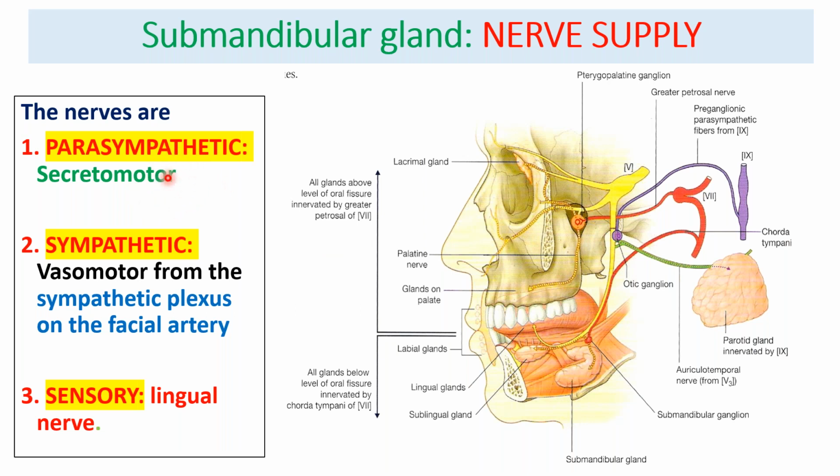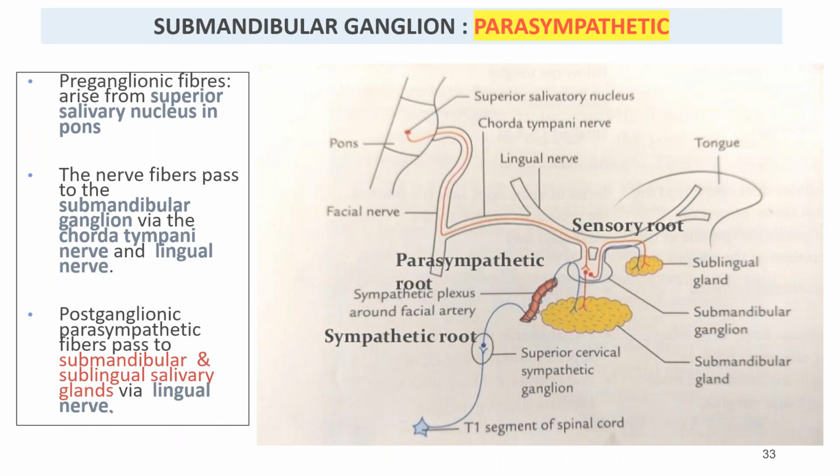So this again, as we know, the ganglion has parasympathetic root, sympathetic, and the sensory root. Secretomotor is parasympathetic for the submandibular gland and sublingual gland. Sympathetic is for vasomotor, which arises from sympathetic plexus on facial artery. And it is the lingual nerve which carries the sensory sensation of the submandibular gland.